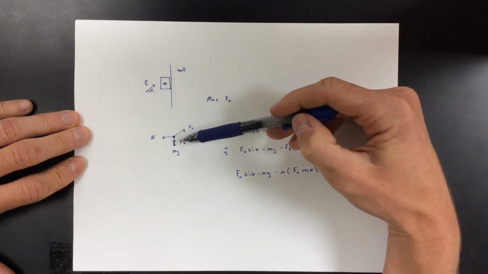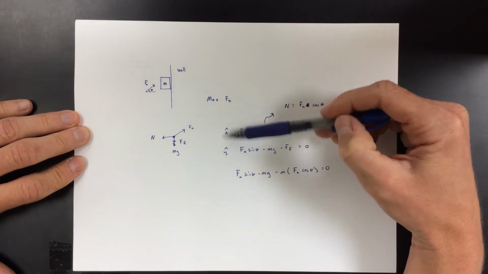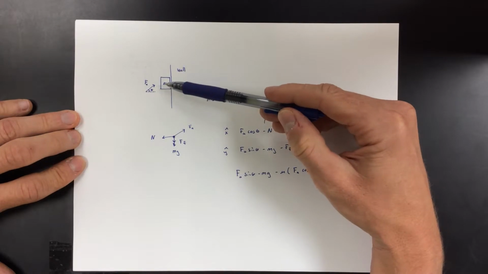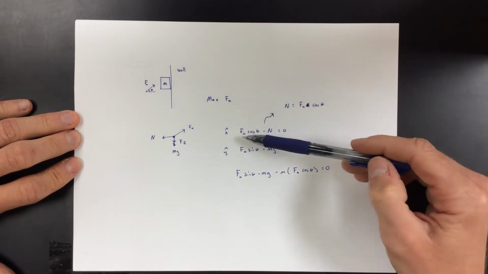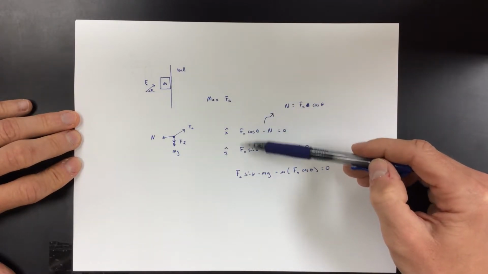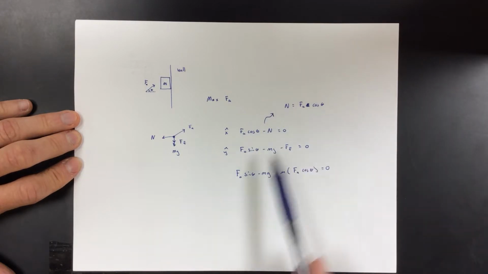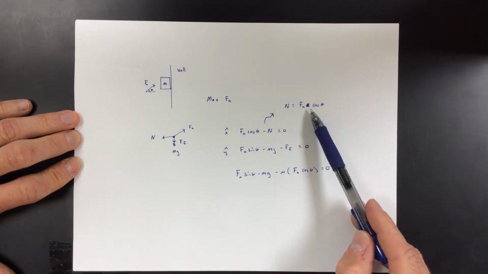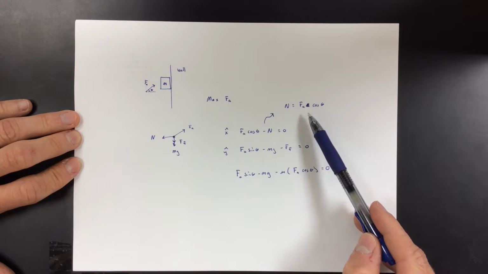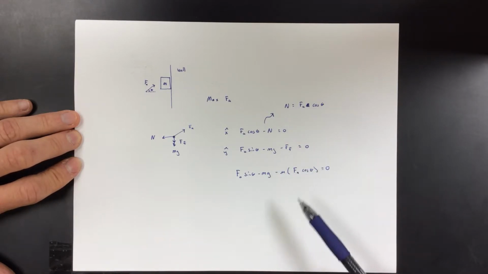But picture a free body diagram, in this case an x hat and y hat equation. Anytime you have a single block, it's probably important that we look at both the x direction and the y direction, and then we can solve for the normal force. Again, the normal force in this case is Fa cosine theta, and we can use that to substitute in for the force of friction.